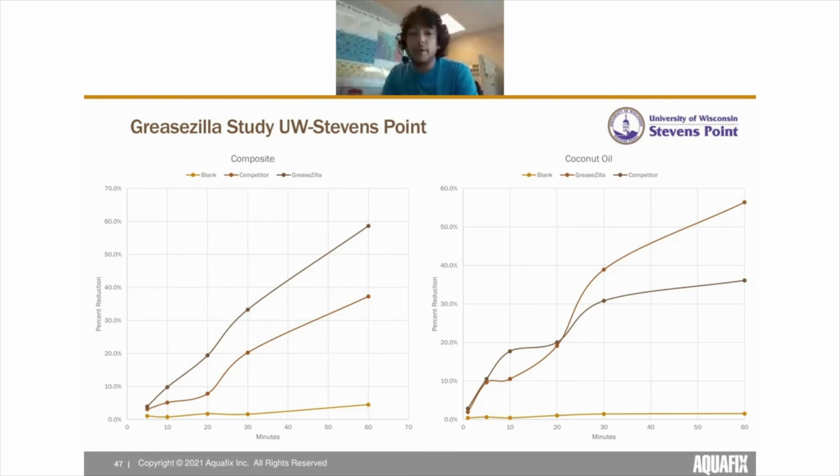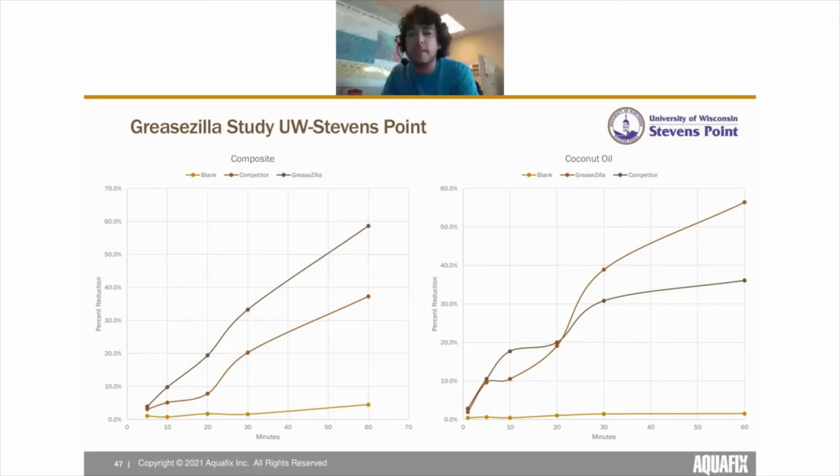In coconut oil, it was a bit more of an interesting picture where the solvent actually worked a little faster for the first 10 minutes. And then after 20 minutes, the Greasezilla had caught up with it. You have to give it a little bit of time to get to work since it's a biocatalyst product. And then after that point, our Greasezilla passed up the solvent product.